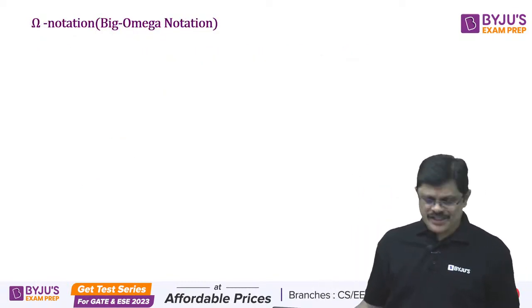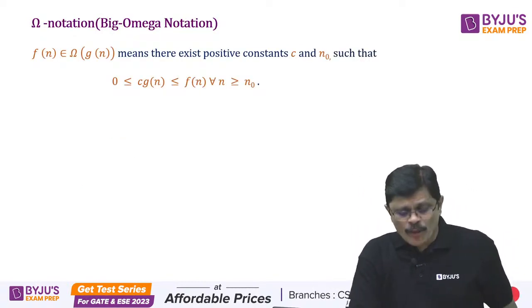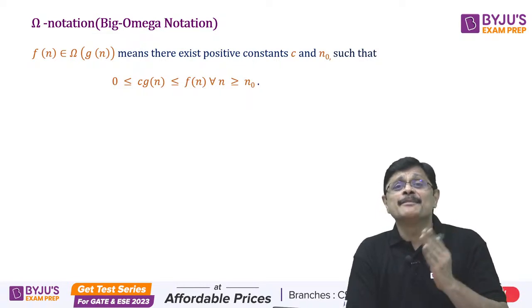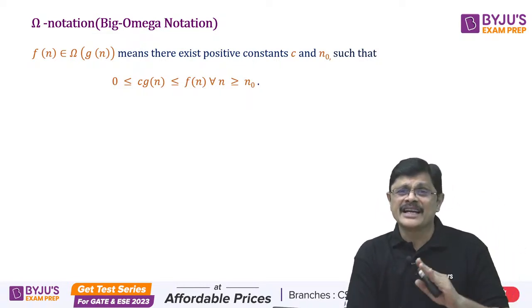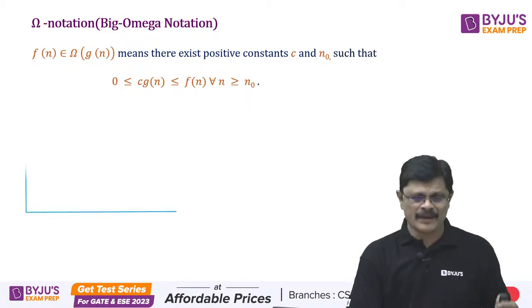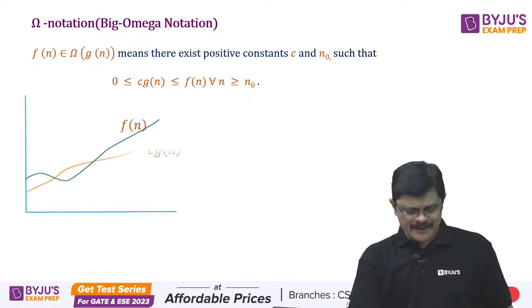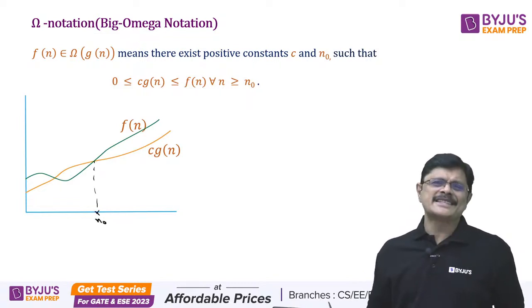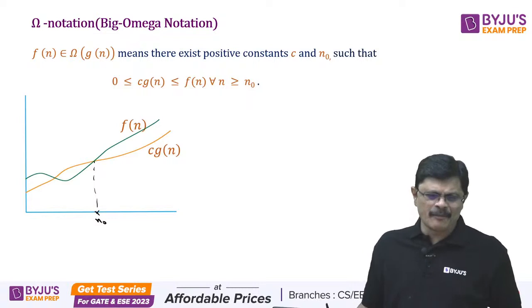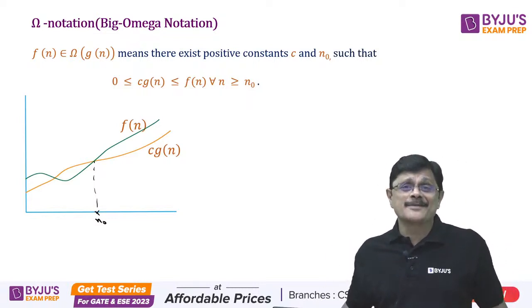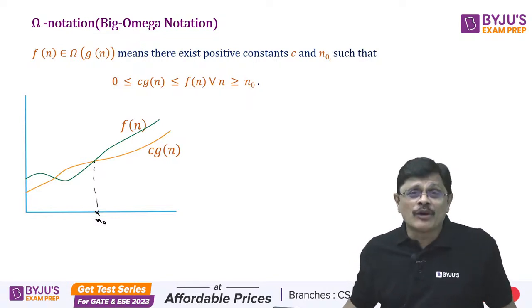Big omega notation. Fn is big omega of Gn means that Gn is the asymptotic tight lower bound. That is, a constant times Gn is less than or equal to Fn. So this is Fn. After this N naught, C times Gn is always smaller than Fn. After N naught, C times Gn is smaller than or equal to Fn.